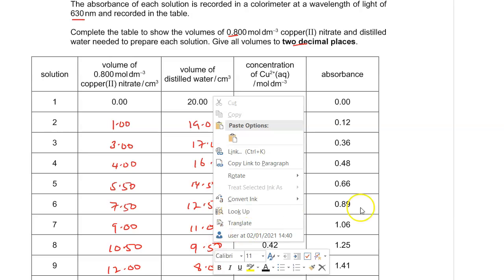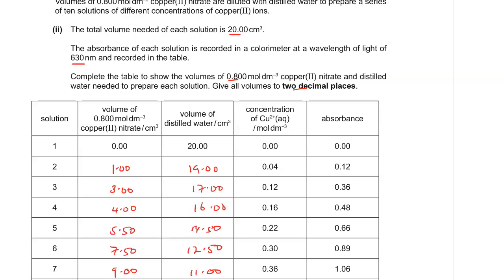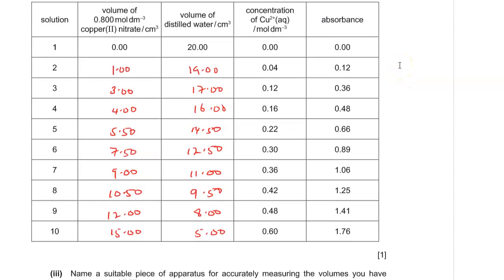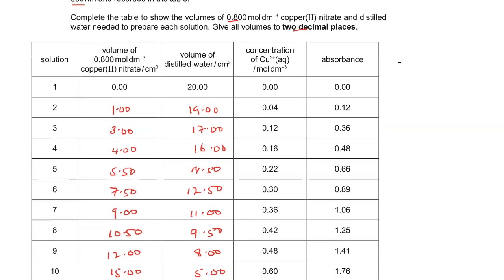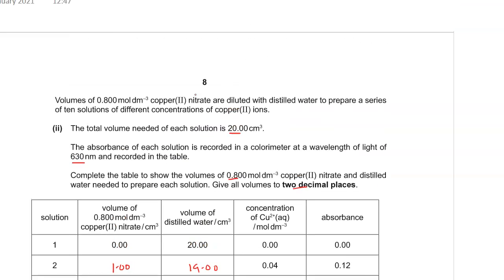So there we are. Okay, copper nitrate, give volume of 2 decimal places. You're getting these volumes here based on the concentrations of copper. So you need to calculate that. And the total volume should always be 20. Okay, should always be 20 right there.